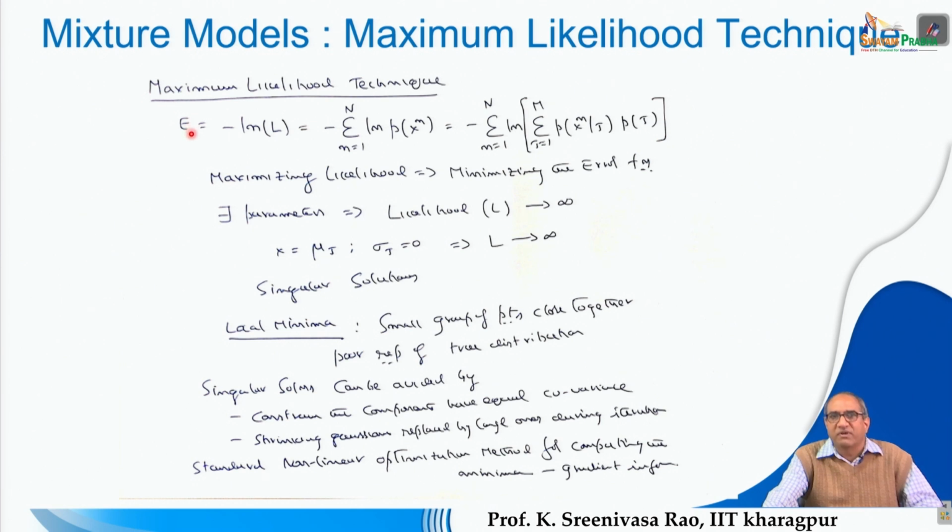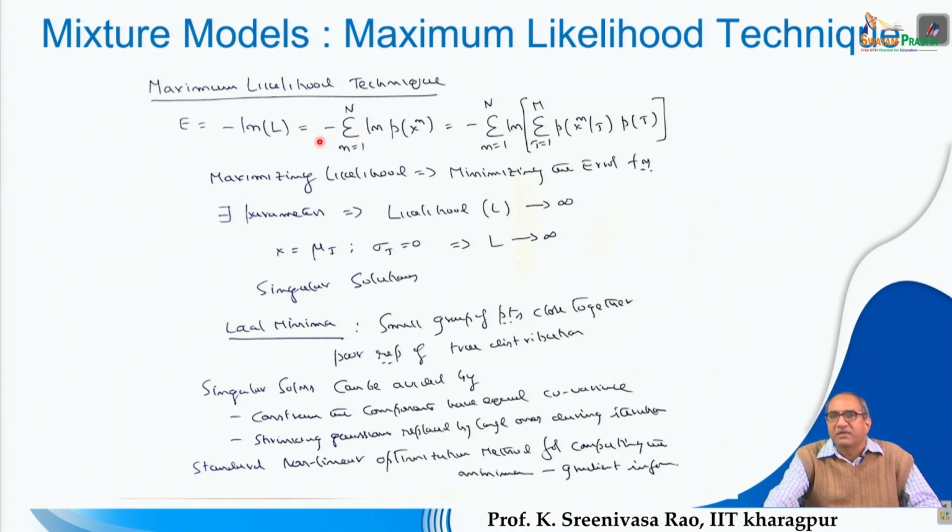So in the likelihood framework, we know that instead of maximizing the likelihood, the better way is to consider the error function, which is nothing but the negative log likelihood. Whatever L is, the normal likelihood, minus ln of L is the negative log likelihood. It is nothing but the error function. So the maximization of likelihood is nothing but minimization of error.